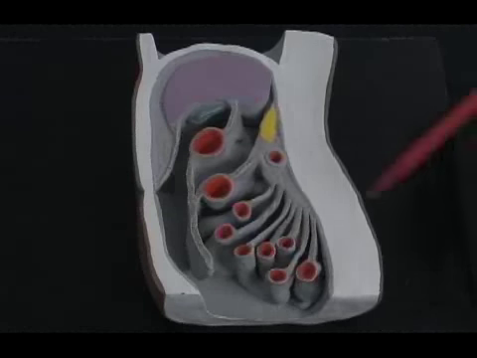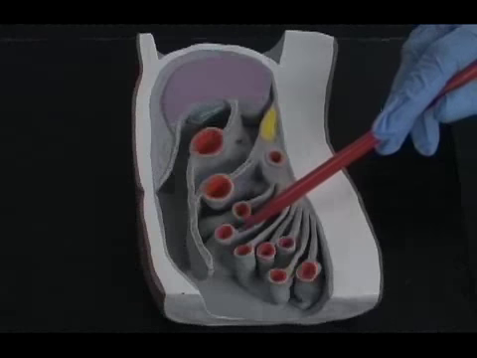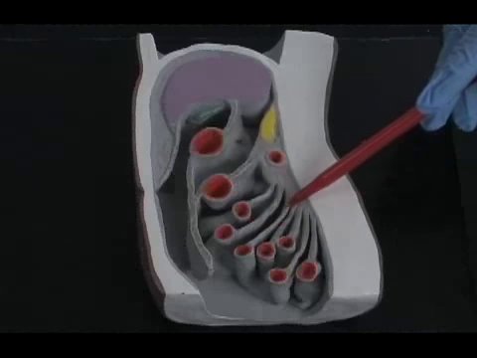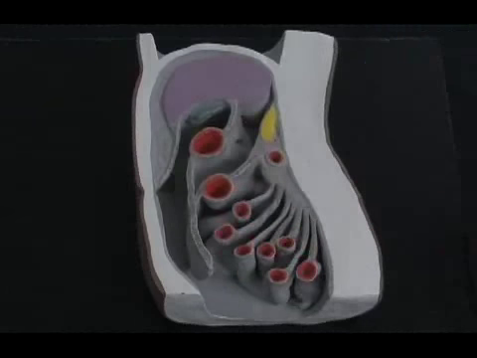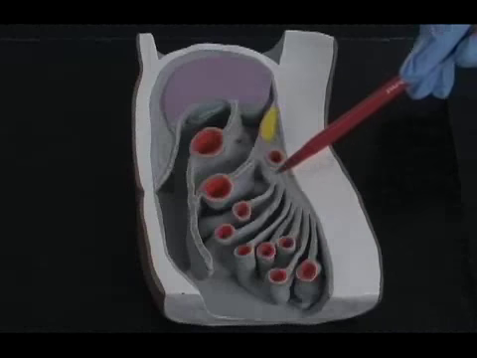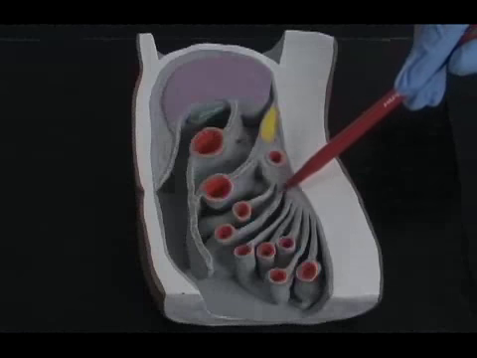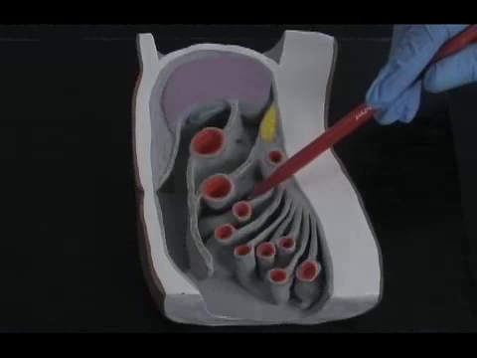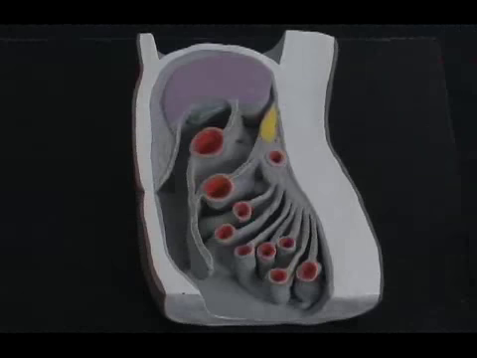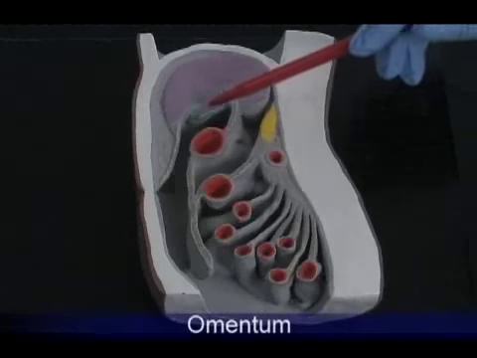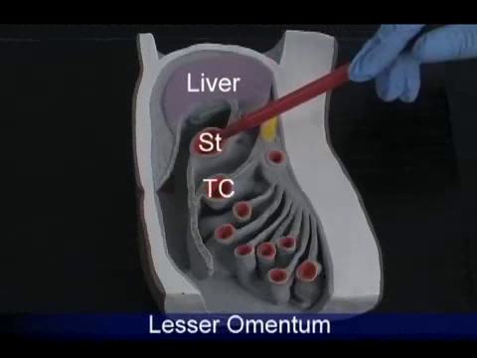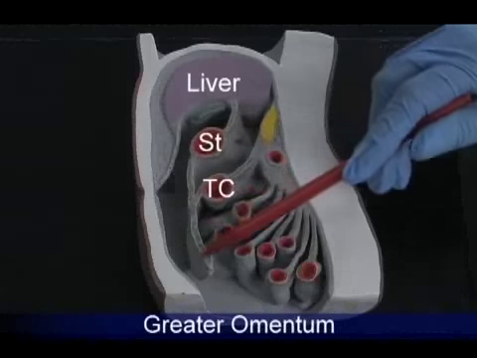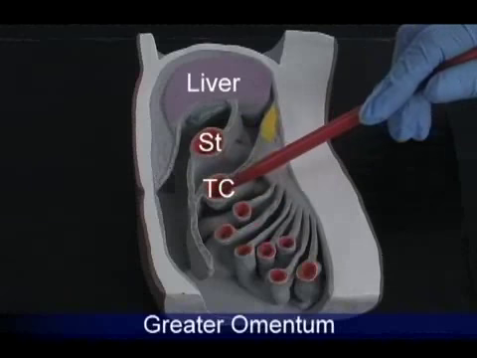The two folds of visceral peritoneum here make up the mesentery. The mesentery suspends the viscera in the peritoneal cavity and keeps them free and mobile. The mesentery is attached to the posterior abdominal wall and conveys the blood vessels, nerves, and lymphatics to the viscera. The mesentery that connects two viscera is called omentum. The lesser omentum connects the liver to the stomach, and the greater omentum connects the stomach to the transverse colon.